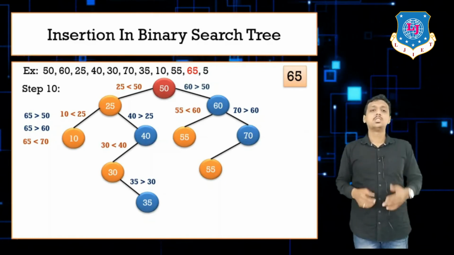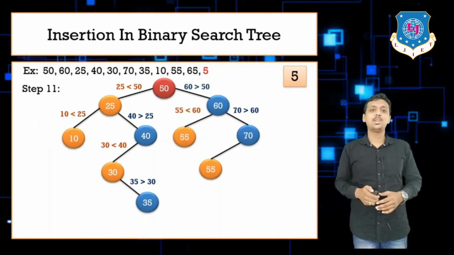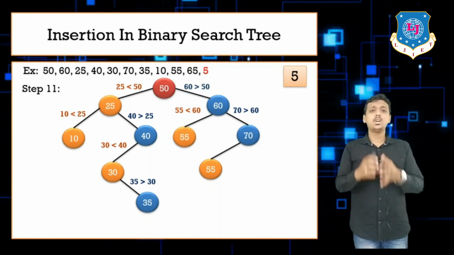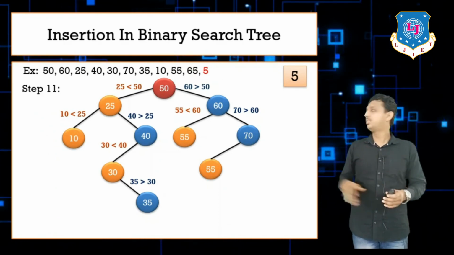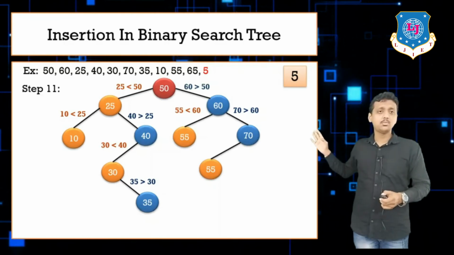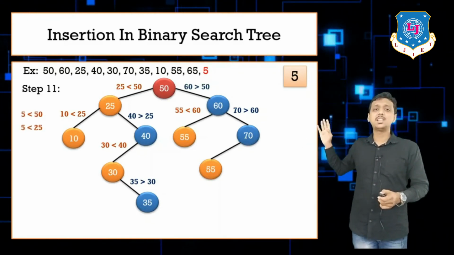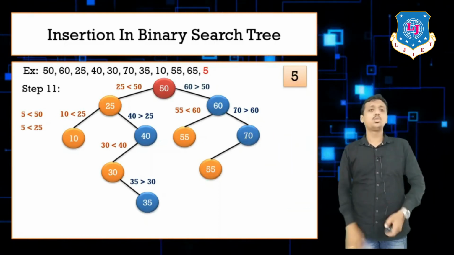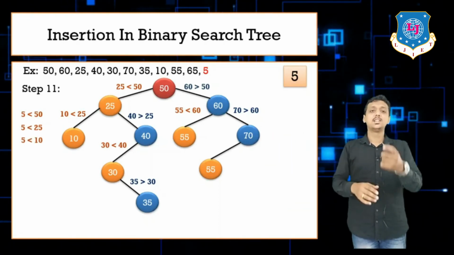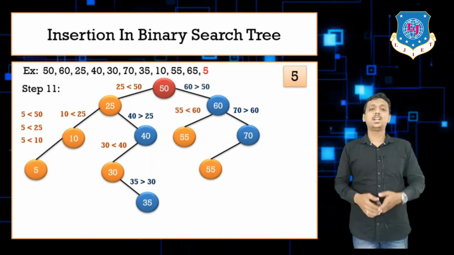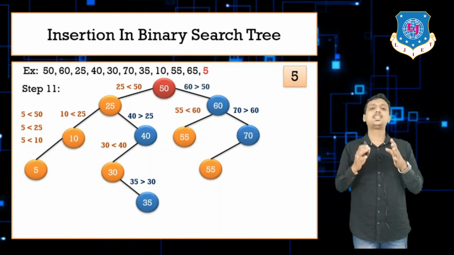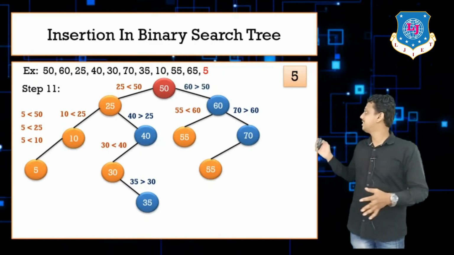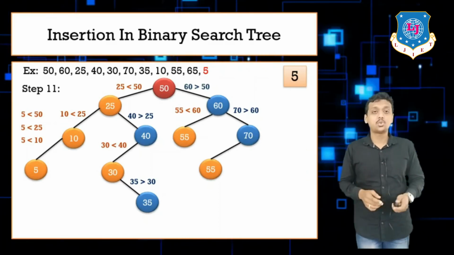Okay. Now the last value we have is 5. First compare with the 50. 5 is less than 50, move towards the left side. 5 is less than 25, move towards the left side. 5 is less than 10, move towards the left side. Fine. So at last 5 is going to be inserted on the left side of 10. So this is the insertion in a binary search tree.